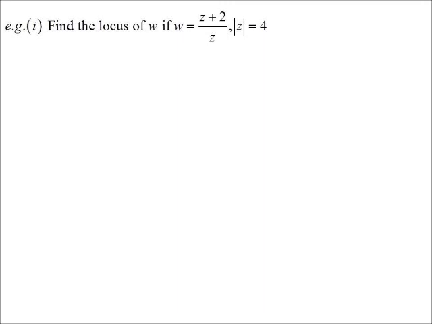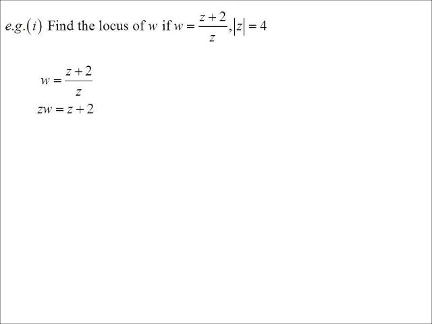But the condition they're giving is that all the numbers we're going to substitute into this function have modulus 4. So they'll all lie on that circle. We're going to take every single one of those points and put it into our function. What's the output going to be?